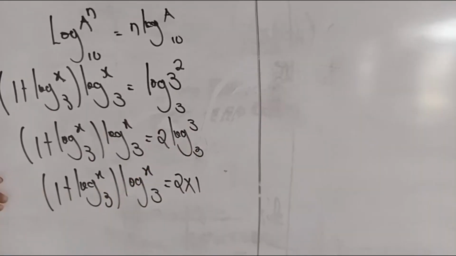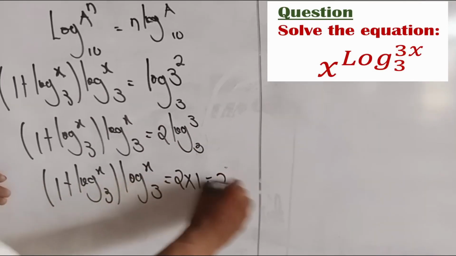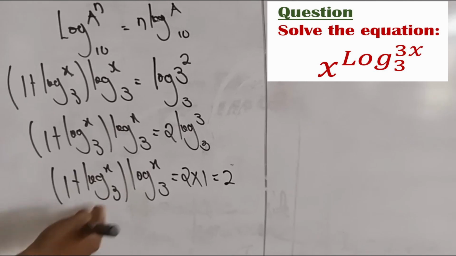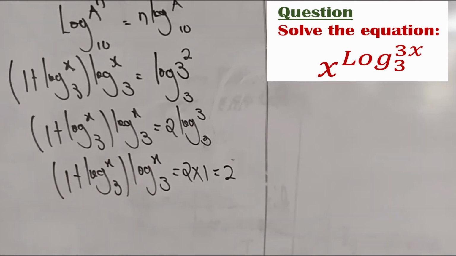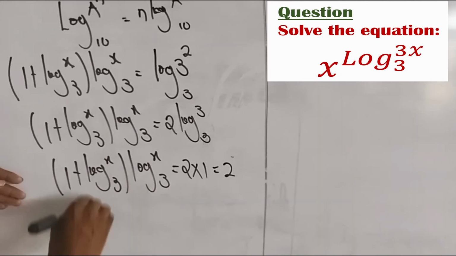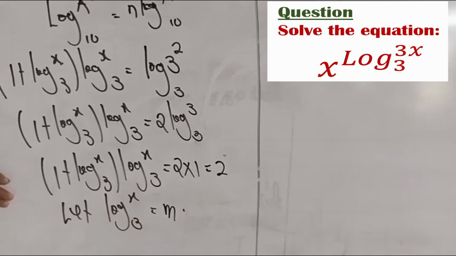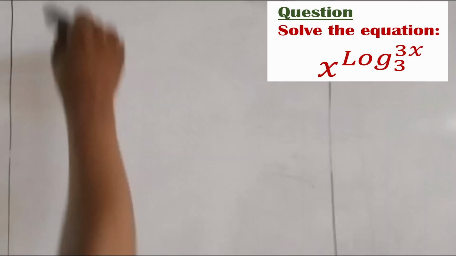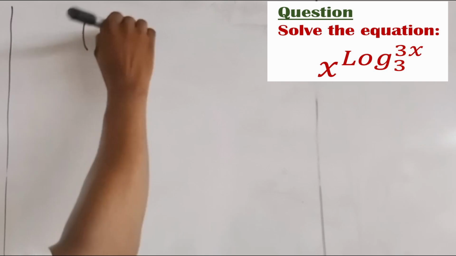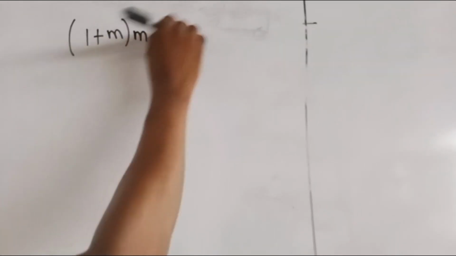Because log 3 is 1, and 2 times 1 is simply 2. So we have log 3 here. Let's represent it with a variable. I will say let log x in base 3 be m. So anywhere we see log x in base 3, we put m. So I'm having 1 plus m equals 2.